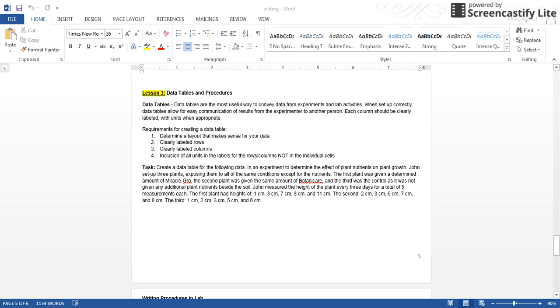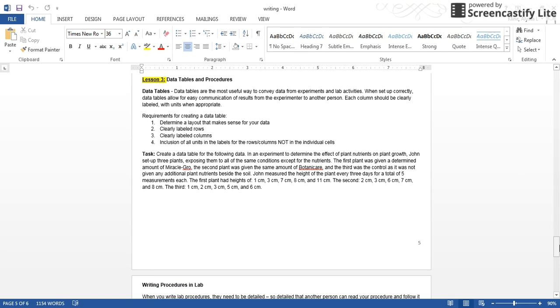Okay, so we're going to look at lesson 3 here. We're going to talk a little bit about data tables and procedures, both of which you're going to need to be able to do throughout this year. So data tables are going to be the most useful way to convey data from experiments and lab activities.